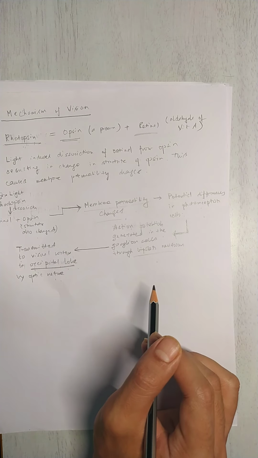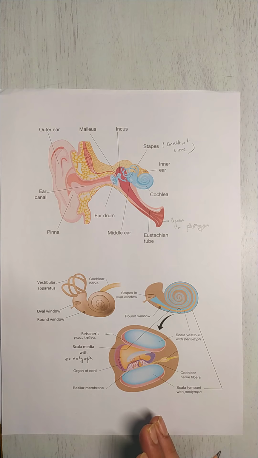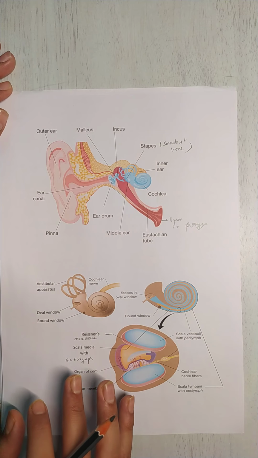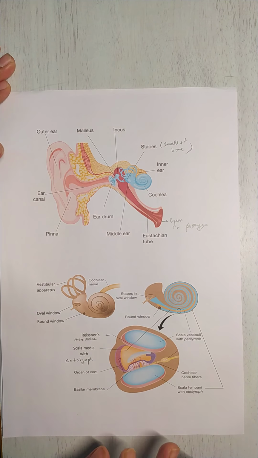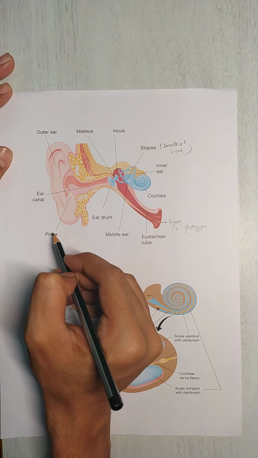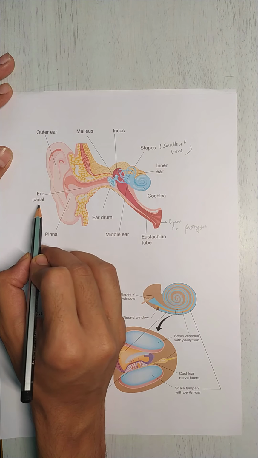Through the eye. So the next sense organ that we will concentrate upon will be the ear. Okay, so this is a human ear that you see over here. The human ear has three different parts: the outer ear, the middle ear, and the inner ear, right? The outer ear consists of the ear pinna, basically the part of the ear that you see outside, and then the ear canal.